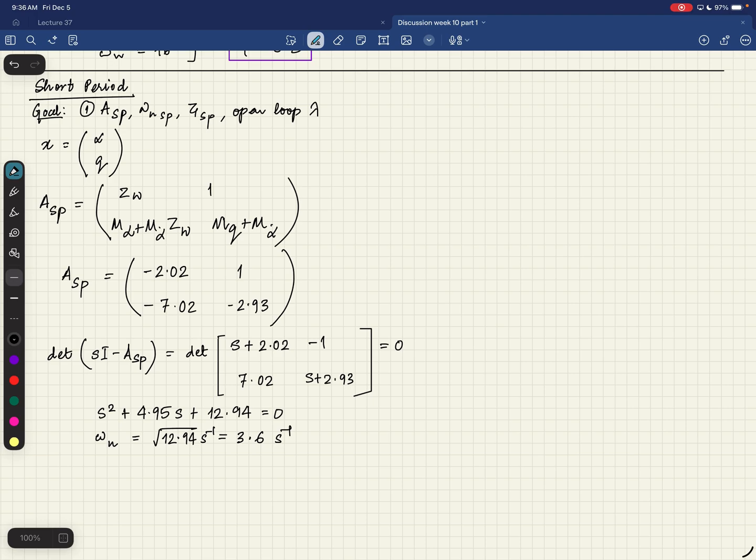And damping ratio is nothing but a constant, so it's going to come out as approximately 0.7. Okay.